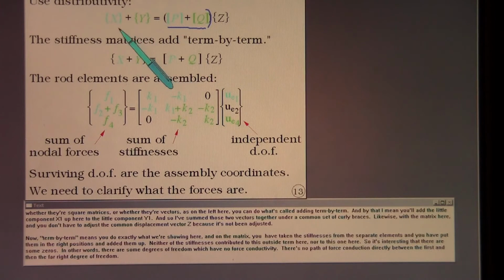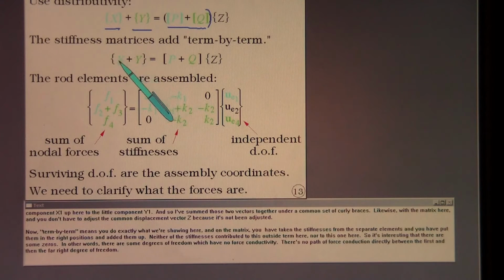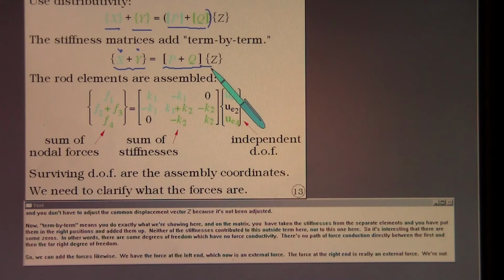And then when you add matrices, whether they're square matrices or whether they're vectors, as on the left here, you can do what's called adding term by term. And by that I mean you'll add the little component x1 up here to the little component y1, and so I've summed those 2 vectors together under a common set of curly braces. Likewise with the matrix here. And you don't have to adjust the common displacement vector z because it's not been adjusted.